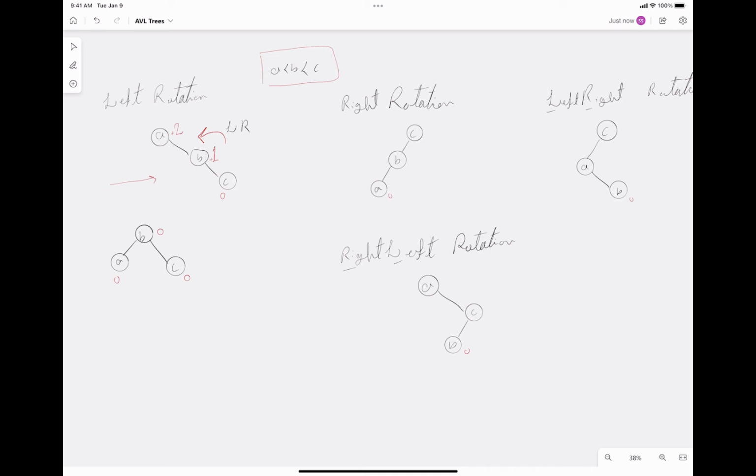So again, the node C is greater than B and B is greater than A. Again, the balance factor of A is 0. The balance factor of B is -1 because from the right side its height is 1, from the left side it is 2, so 1 minus 2 is -1. For the node C, from the right side its height is 1, but from the left side it is 3, so 1 minus 3 is -2.